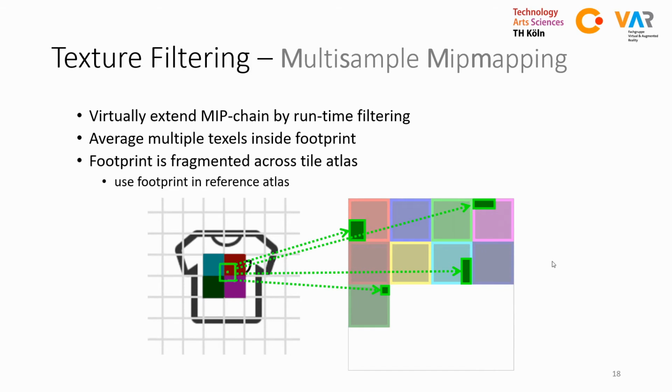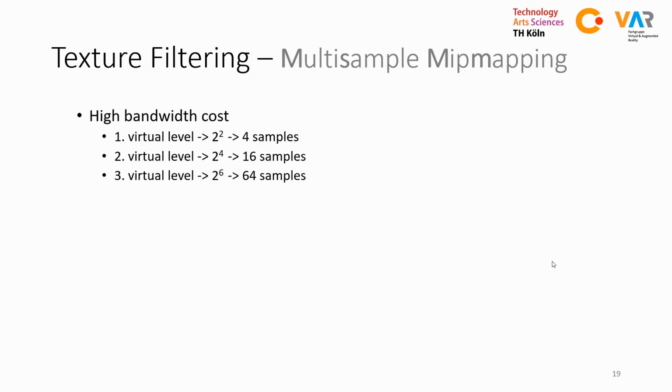When determining the fixed pixel footprint, we cannot rely on the automatic texture LOD calculation, as the pixel footprint will most likely be scattered across multiple tiles. Instead, we use the coherent footprint found inside of the reference atlas, and we adjust it to the texel resolution of the tile atlas. The scalability of the MSMM technique is unfortunately not quite stellar, as each individual MIP level requires 2 additional power of 2 samples. In practice, this means 4 samples for the first additional MIP level, 16 samples for the second, and 64 for the third.